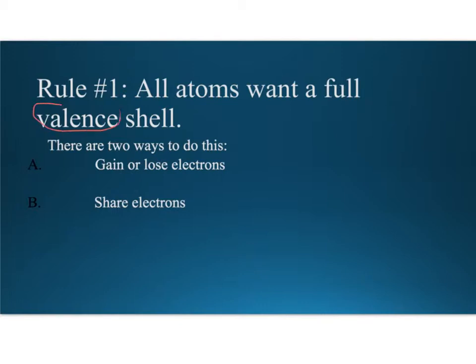First is valence. Valence means outside. So we can talk about a valence shell, which is the outside shell, or we can talk about valence electrons, which are the electrons that live on the valence or the outside shell. The second word we need to talk about is want. Atoms don't actually want anything because they're not people, they're not alive.